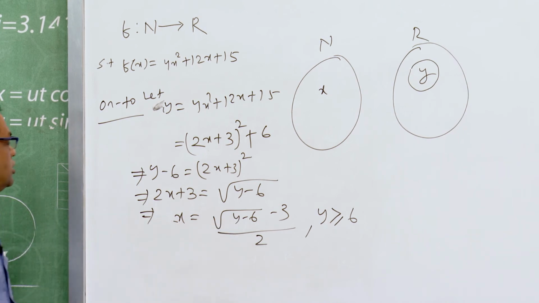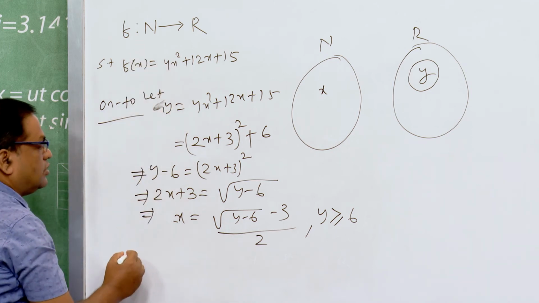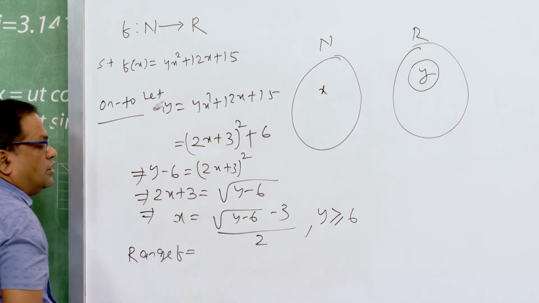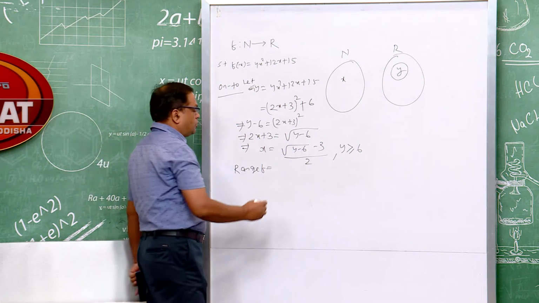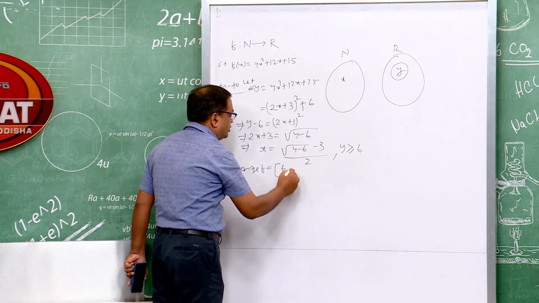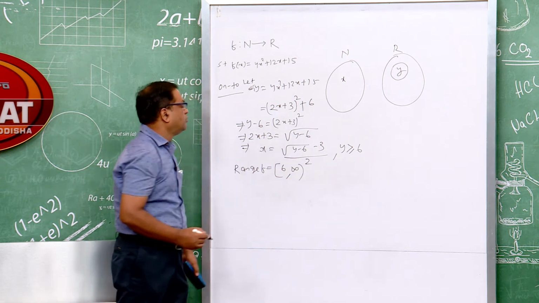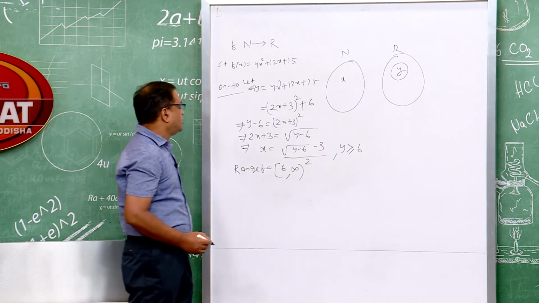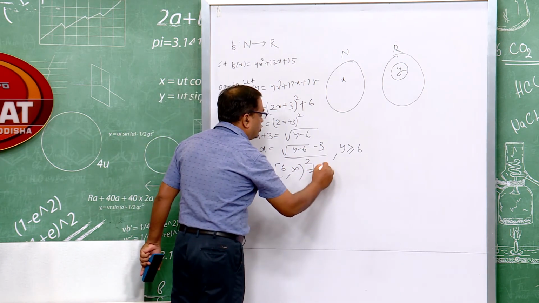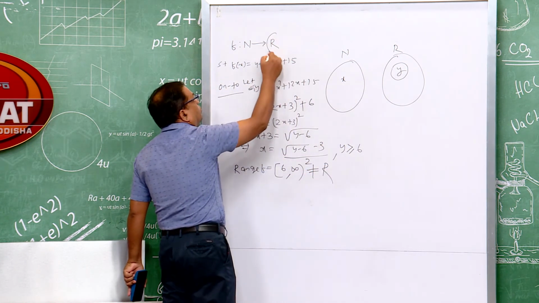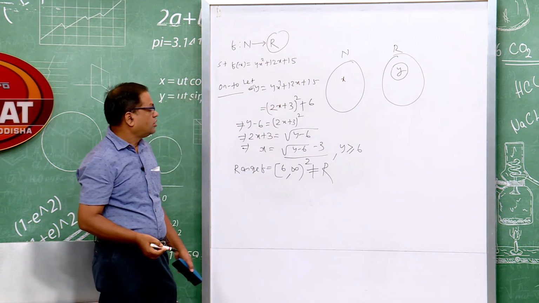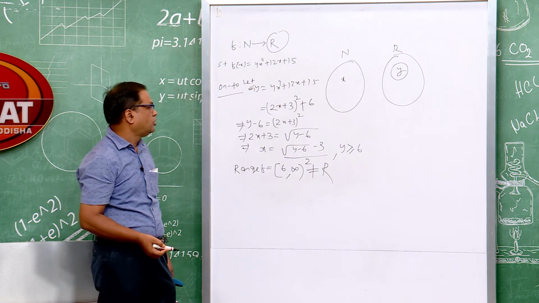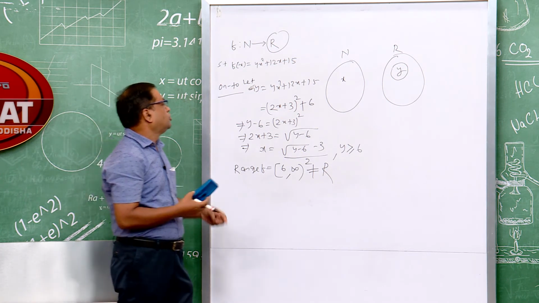So what is the range of the function? The range of the function is the closed interval from 6 to infinity, because for 6 this becomes 0, and for less than 6 it becomes negative. This is not equal to the codomain. So the function is not onto, and the inverse of the function is not possible.